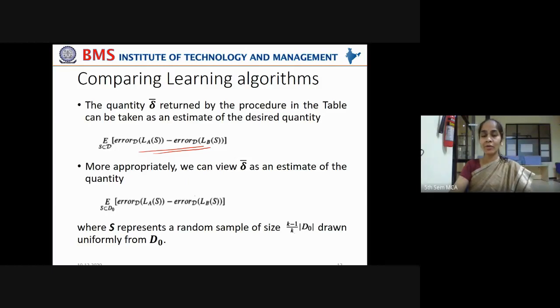What is the estimate of that? Okay, that we can find out. Now, more appropriately, we can view delta bar as an estimate of the quantity. Instead of D, we are giving D naught, because we are not taking the entire data set, we are taking a part of it, that is D naught, limited data sample. Where S represents a sample, a random sample of size k minus 1 by k D naught drawn uniformly from D naught.